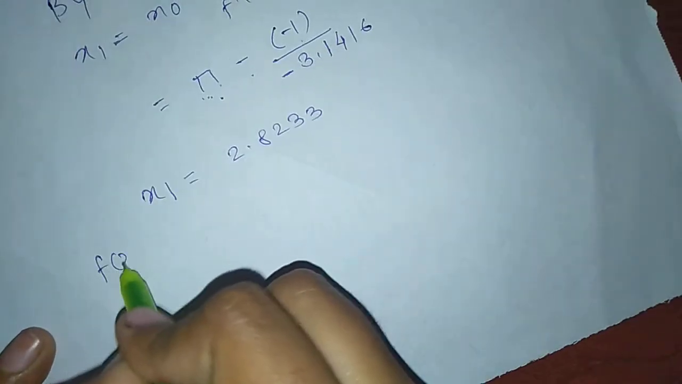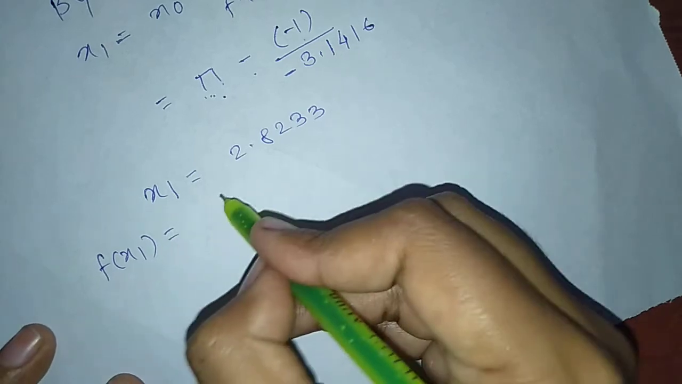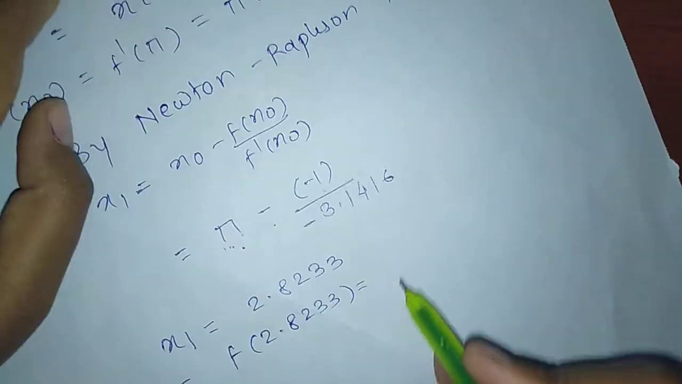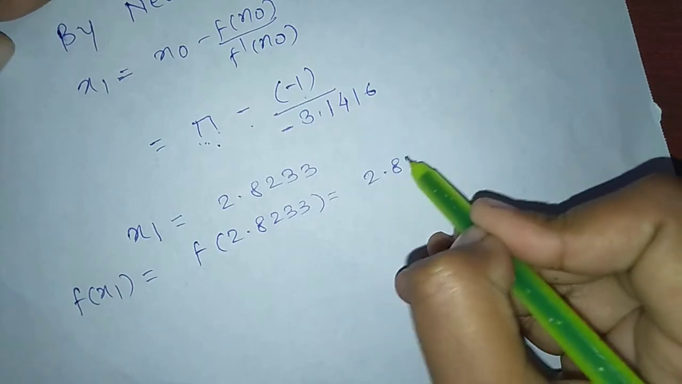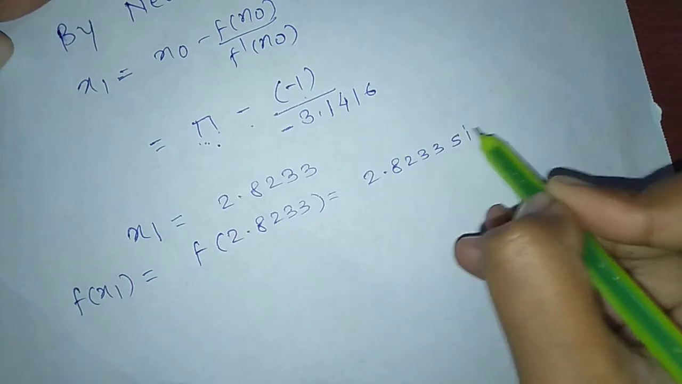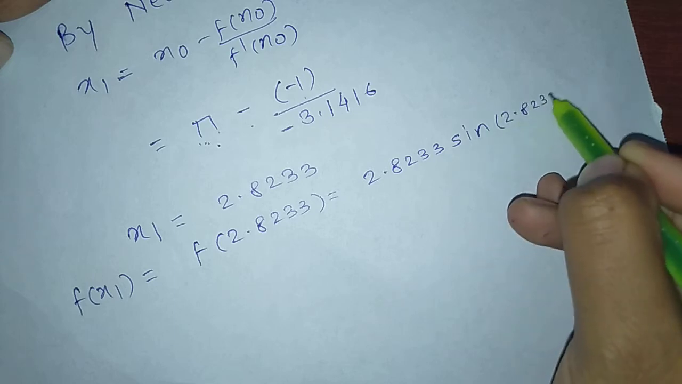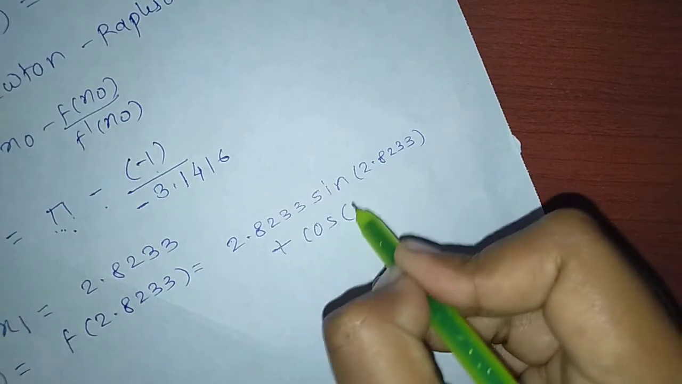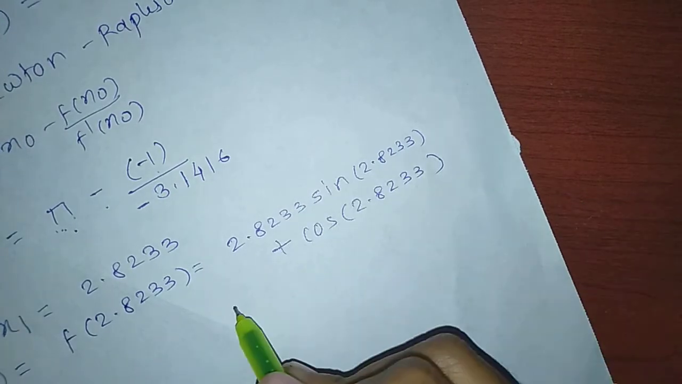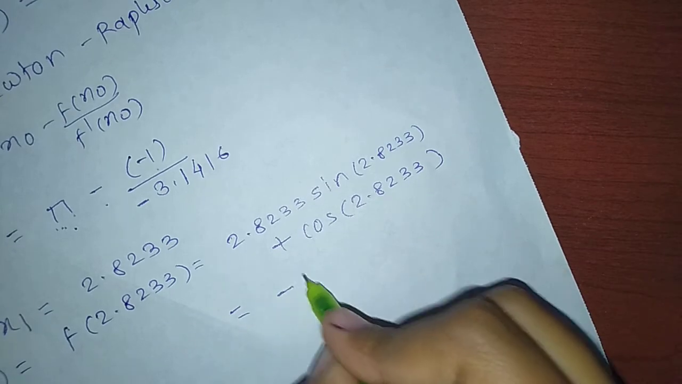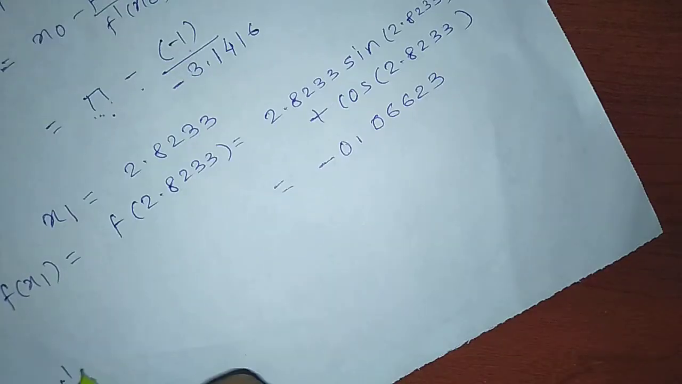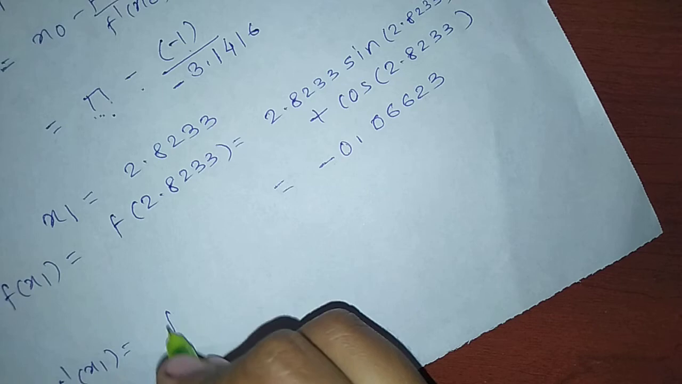Now calculate f of x1 and f dash of x1. f of x1 is f of 2.8233, equal to x sin x plus cos x, which is 2.8233 sin 2.8233 plus cos of 2.8233, which is equal to minus 0.06623.